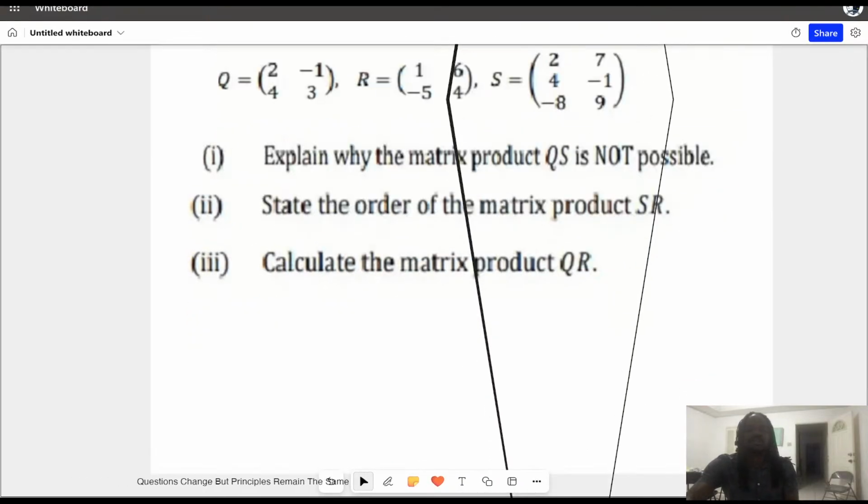Alright, first one. Explain why the product QS is not possible.